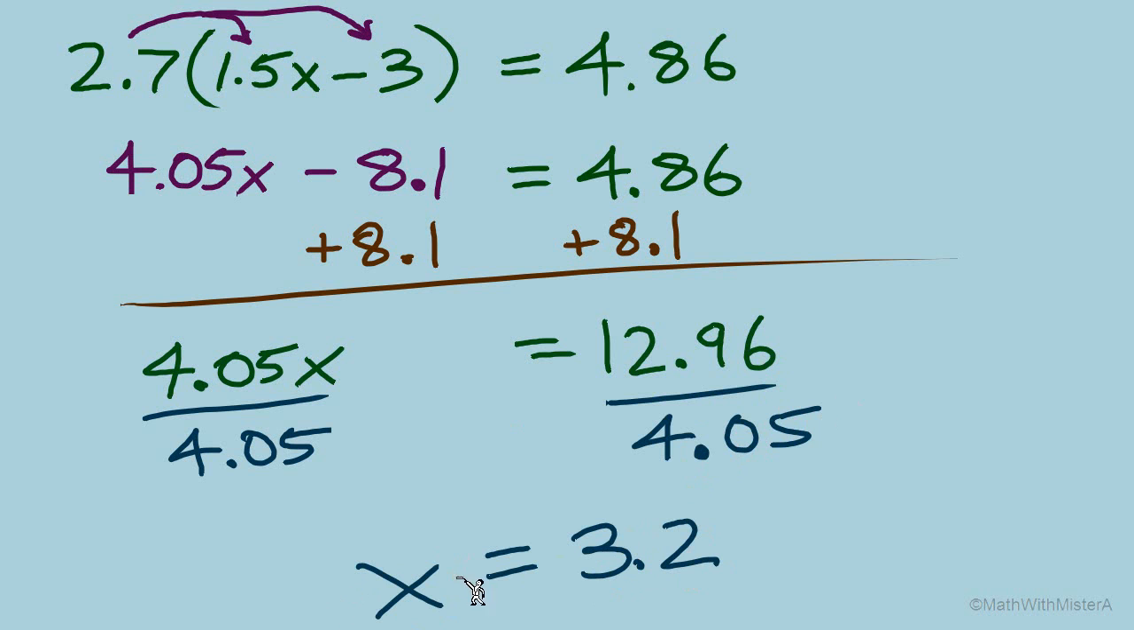So x equals 3.2. And we can check this solution if we take 3.2 and put it in place of this x right here in the equation. It will make the equation true. When we evaluate the left side, we'll see that it does equal 4.86.